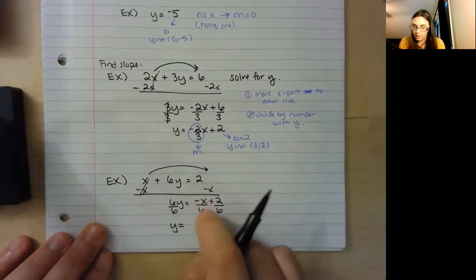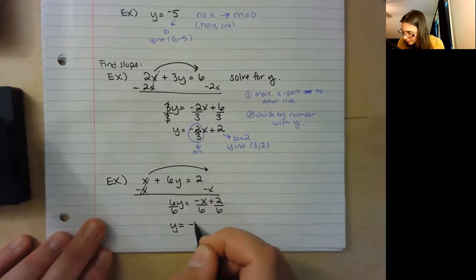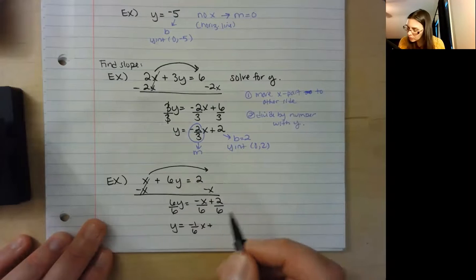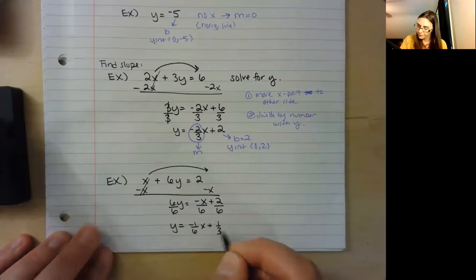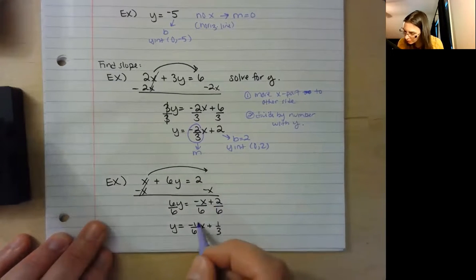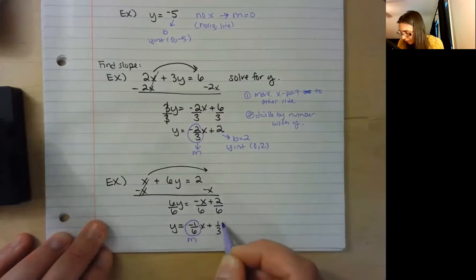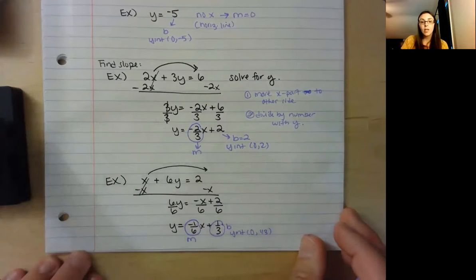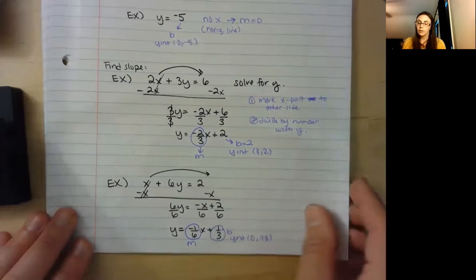Now, there is a number here. It is 1. So I am going to actually put that in so I can see my slope a little easier. And then for 2 over 6, I can divide those both by 2 and get 1/3. So here is my m. Here is my b. So my y-intercept is (0, 1/3). And there's lots of different style problems that we could do here. I'll just do one more.